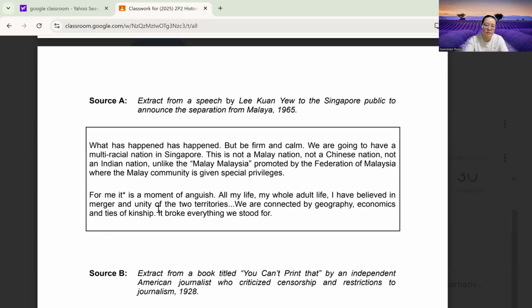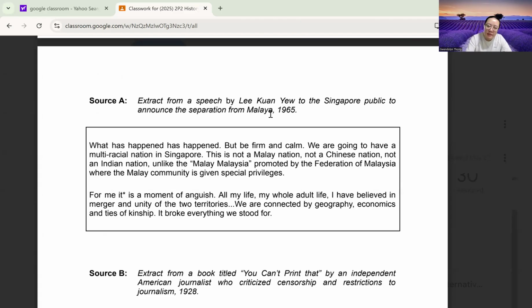So first of all, you can see the asterisk here. It refers to the separation. At this moment, can you infer, do you think that this source is supportive or critical of separation? Is it supportive or critical? I hope you guessed correctly. It's actually critical.